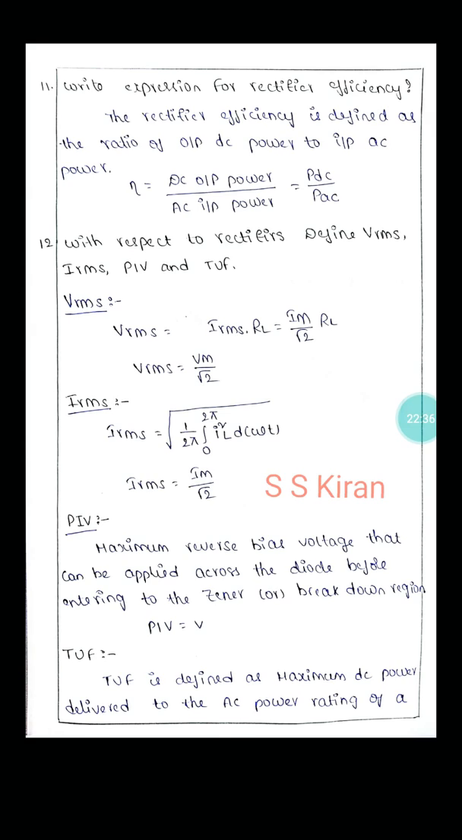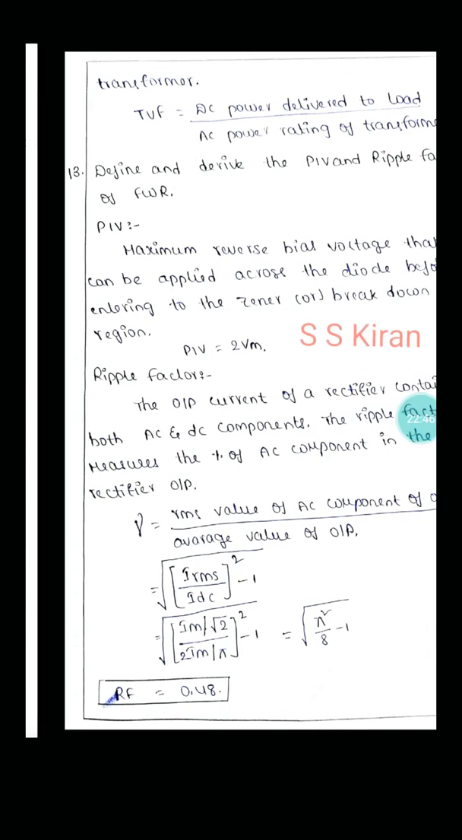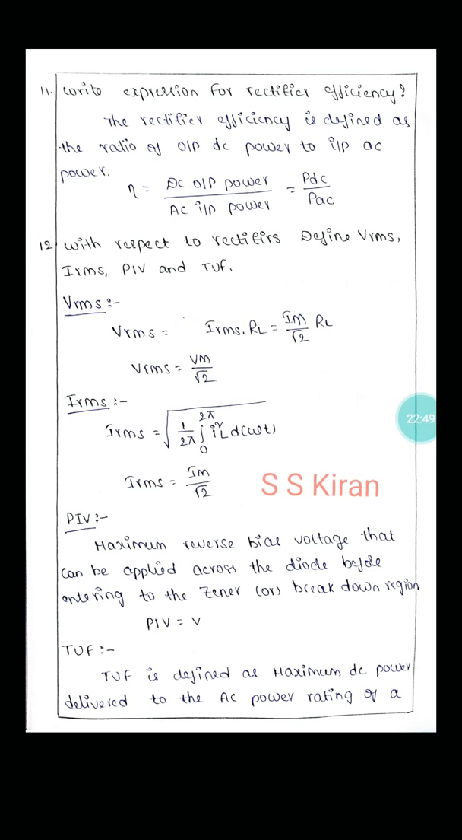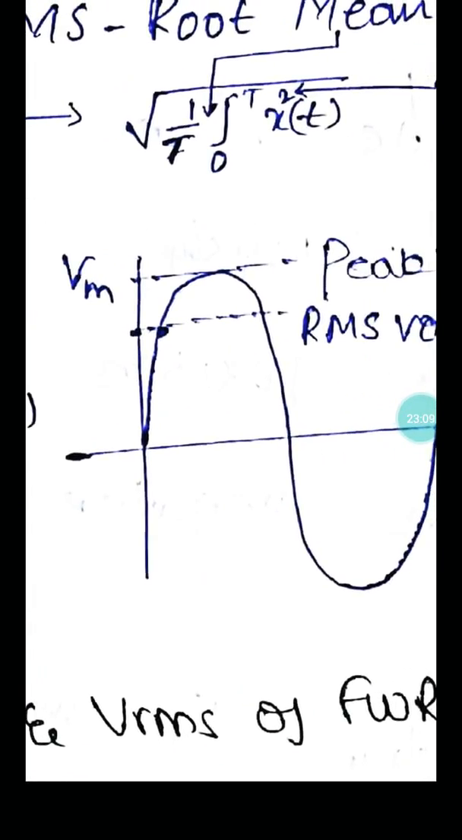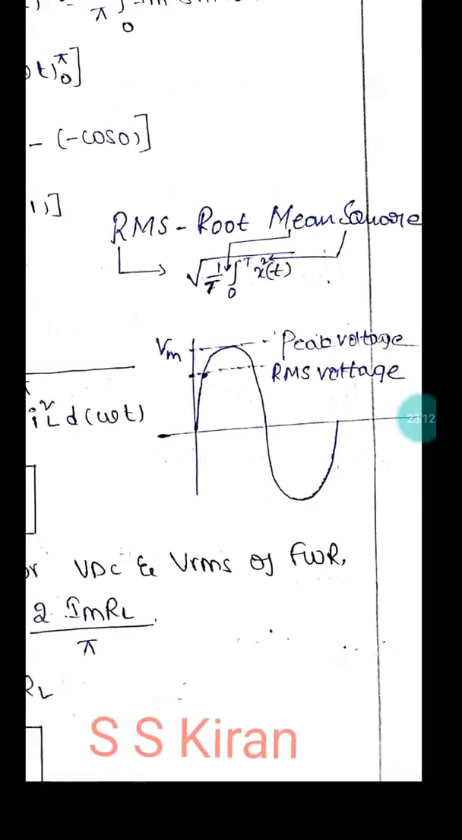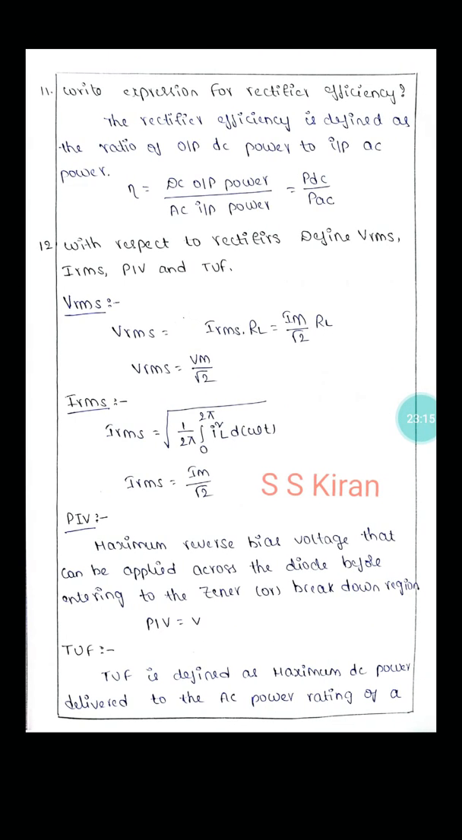Now the final one. With respect to rectifiers, define VRMS, define IRMS, define PIV and TUF. These are all some definitions. First, VRMS. VRMS is equal to IRMS into RL, which is Im by root 2 into RL. There is no separate definition for VRMS. It can be treated as the root mean square voltage value. This is the RMS voltage of the given sine waveform. Simply draw that waveform, then you can understand. What about IRMS? Same. IRMS is equal to Im by root 2. Already I have discussed this in the previous question.